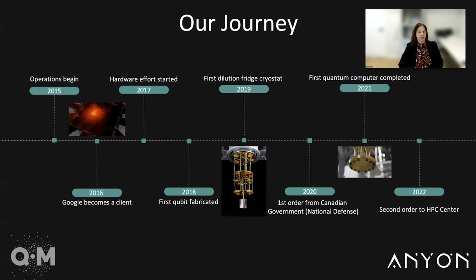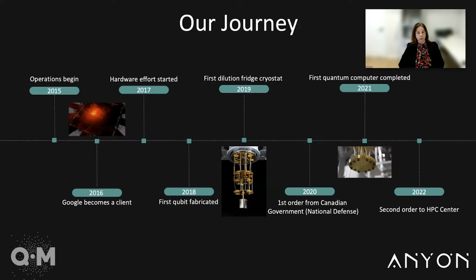This is a little history of our journey. So when we started back in 2015, we recognized the need for quantum simulation tools in order to engineer large-scale systems. We set out to develop those tools, and those efforts were validated when Google became a client and used our tools in their development efforts. Over the next 3 years, we turned to hardware development. We fabricated our first qubit and our first dilution refrigerator.